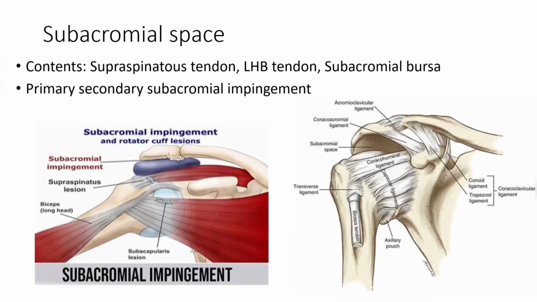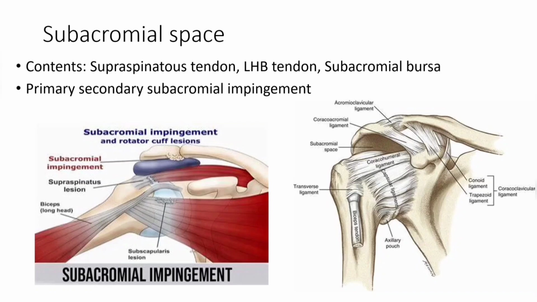There is also another anatomical structure which is very important. It's known as the subacromial space. This space exists between the acromion and the head of the humerus. It's approximately 1 centimeter. There are some structures in it, such as the supraspinatus tendon, the long head of biceps tendon, and subacromial bursa. In some conditions, when there is impingement or extra strain on the structures, it is known as subacromial impingement syndrome.